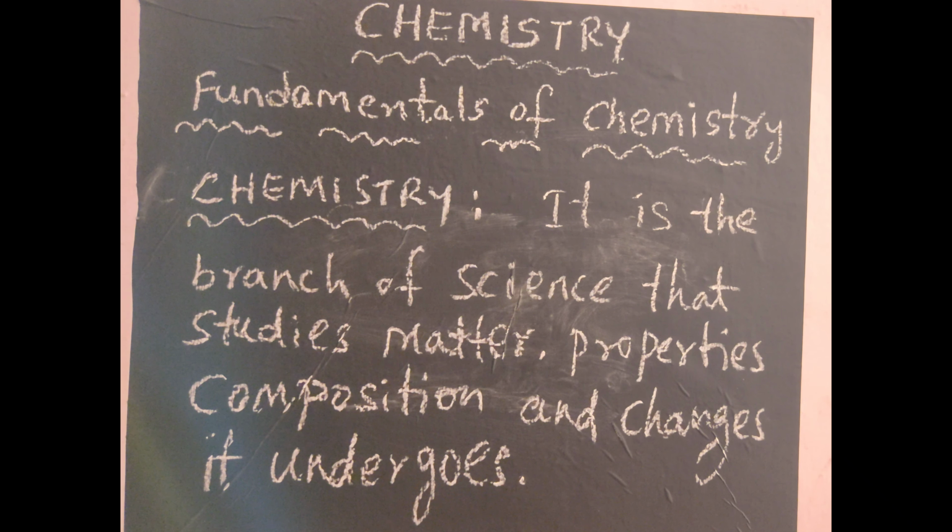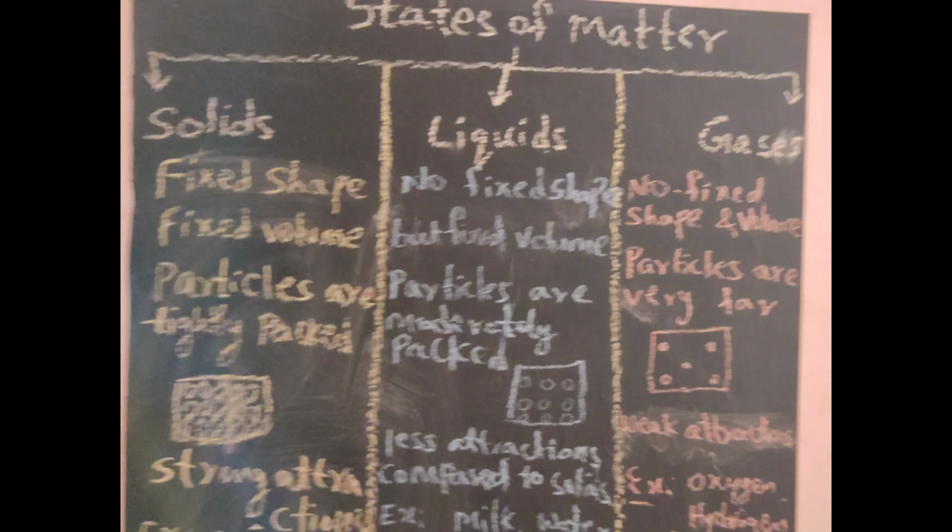Next, coming to the changes it undergoes, how one matter changes from one form to another form, right? All these things are discussed in chemistry. Chemistry not only talks about matter simply, it discusses how it behaves, how it changes, and what its composition is made up of. Everything it discusses, right?